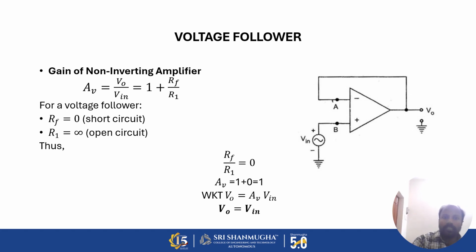Output voltage is given by voltage gain into input voltage. Since the voltage gain is 1, our output voltage will be equal to the input voltage. So whatever we are giving as an input voltage, that voltage will be available at the output. So this is the derivation for the voltage follower.